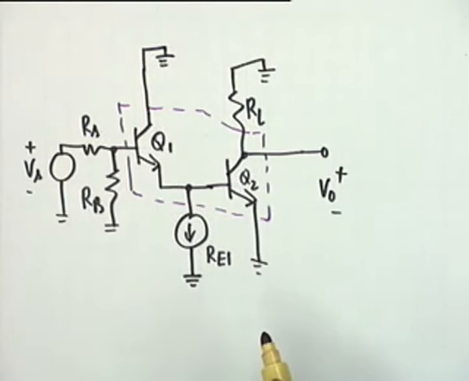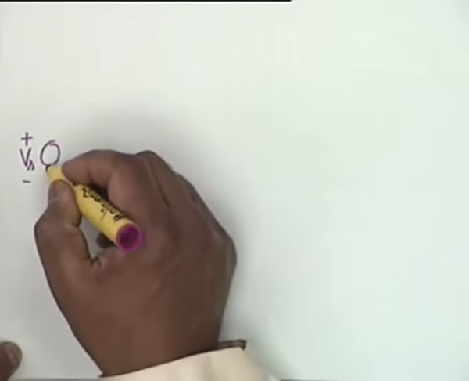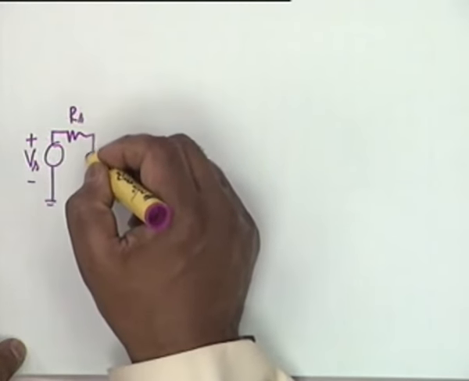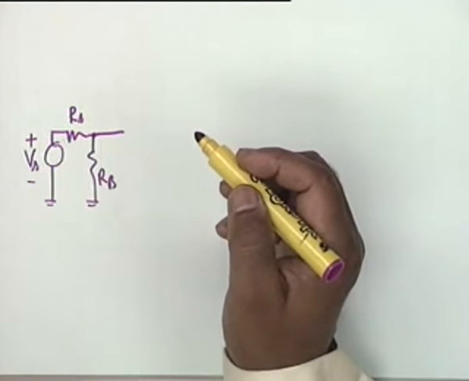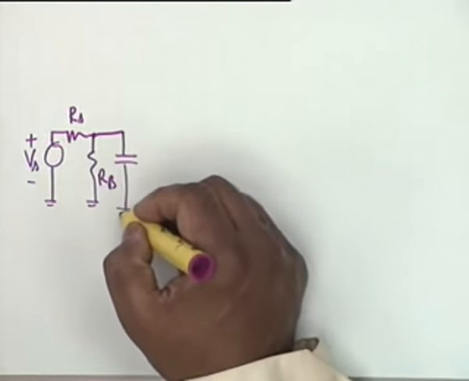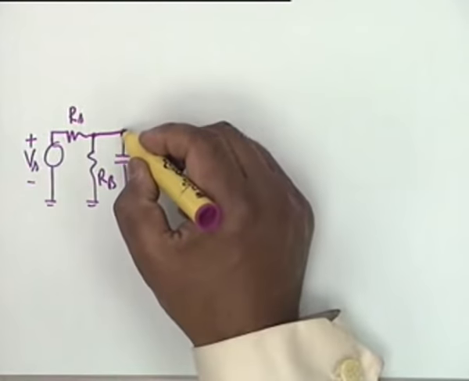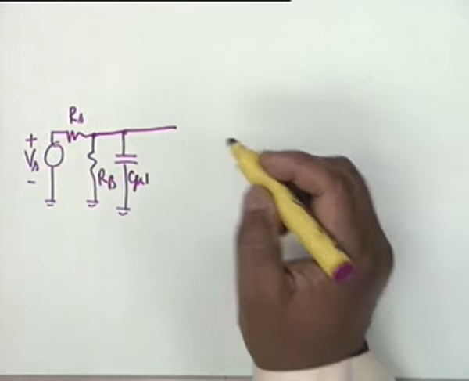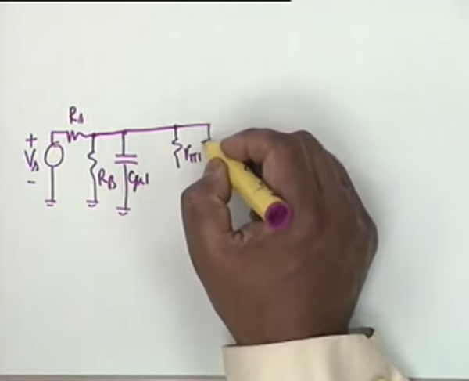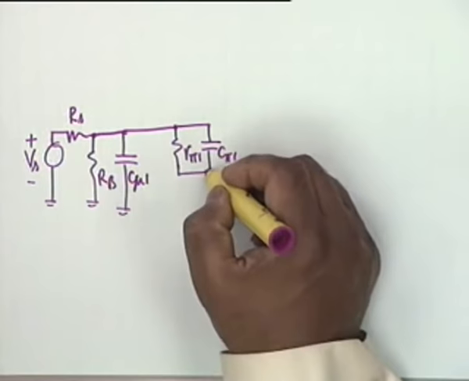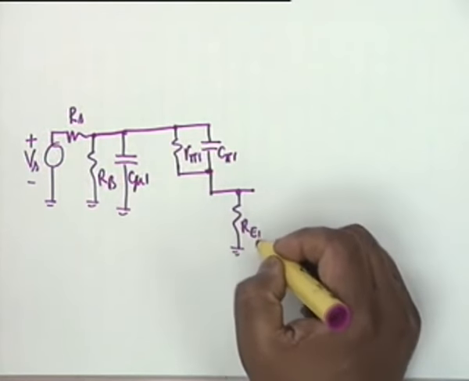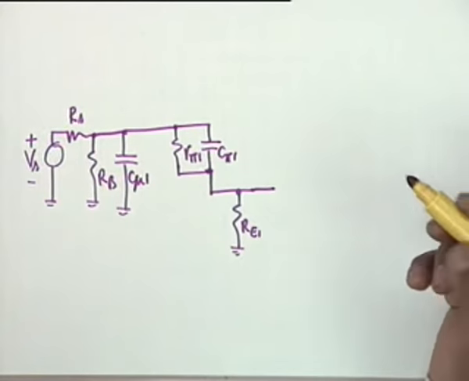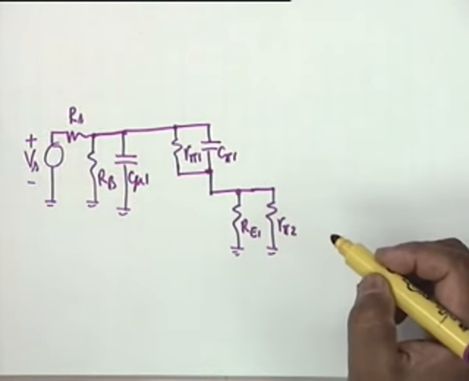The equivalent circuit, you have to draw it very carefully. The equivalent circuit is like this. You have a VS, RS, RB, then you come to the base of Q1, and from the base of Q1 to ground there shall be the capacitance C mu 1. Then R pi 1 and C pi 1 shall not go to ground. They are connected to RE1, and in addition the base of Q2 to emitter, that would be R pi 2 and C pi 2.